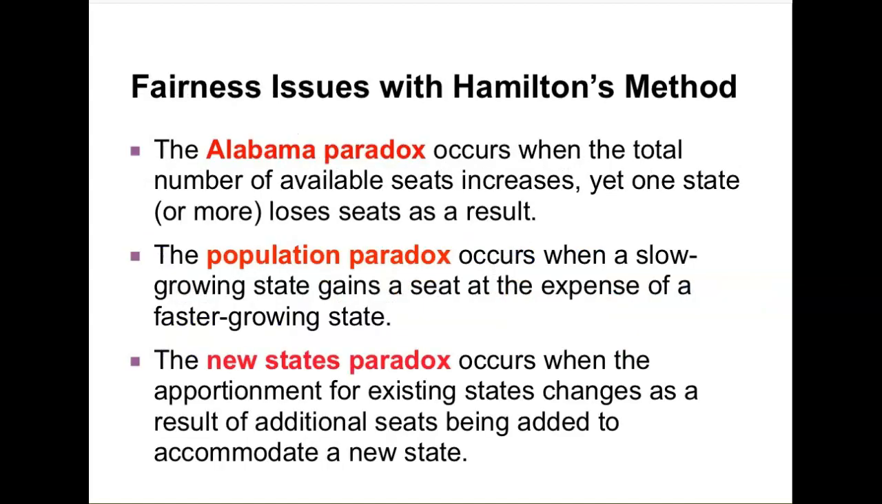There are some issues with Hamilton's method. The first one is called the Alabama paradox. And that occurs when we increase the number of seats, yet some states lose seats as a result. It's a weird thing that could happen. I'll show you an example.